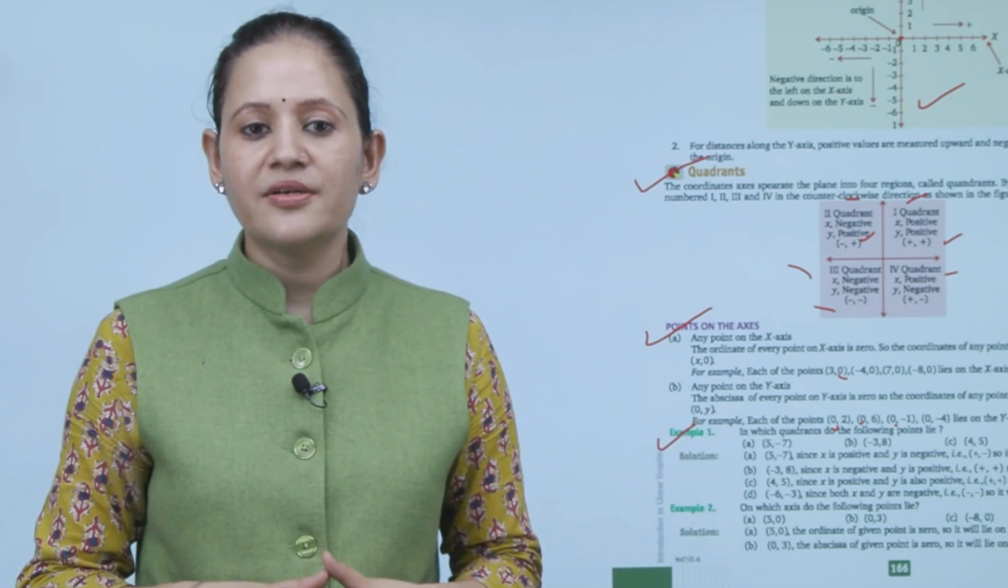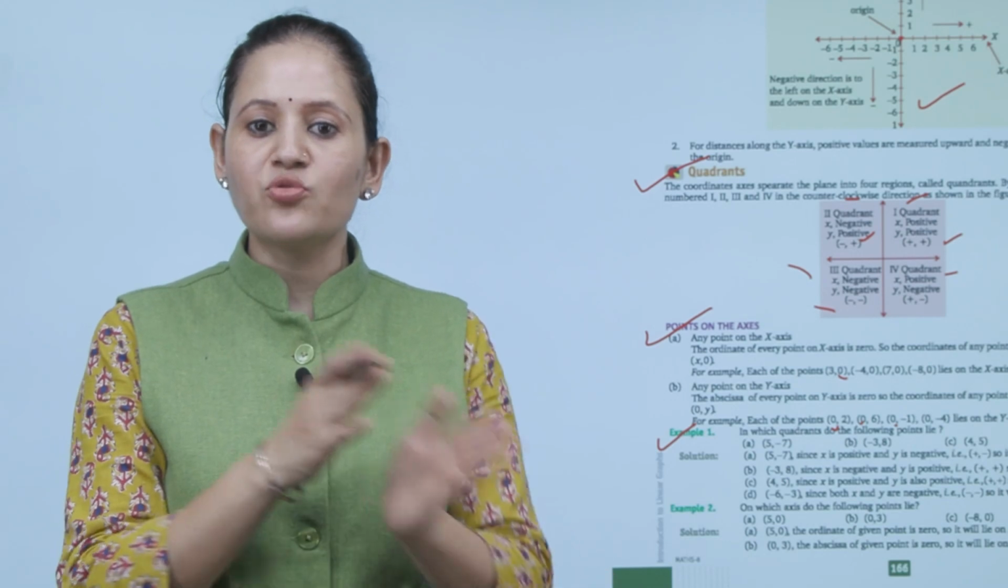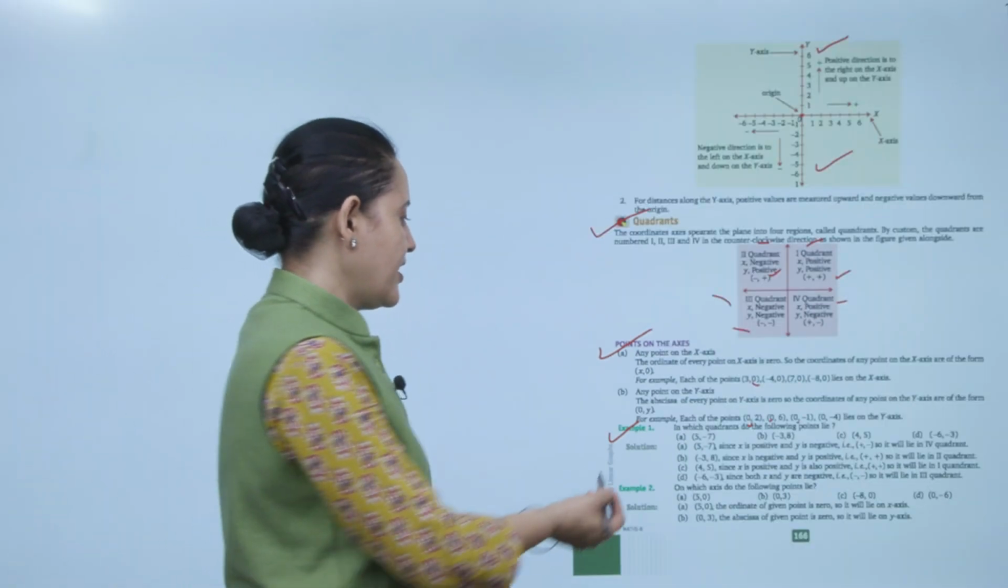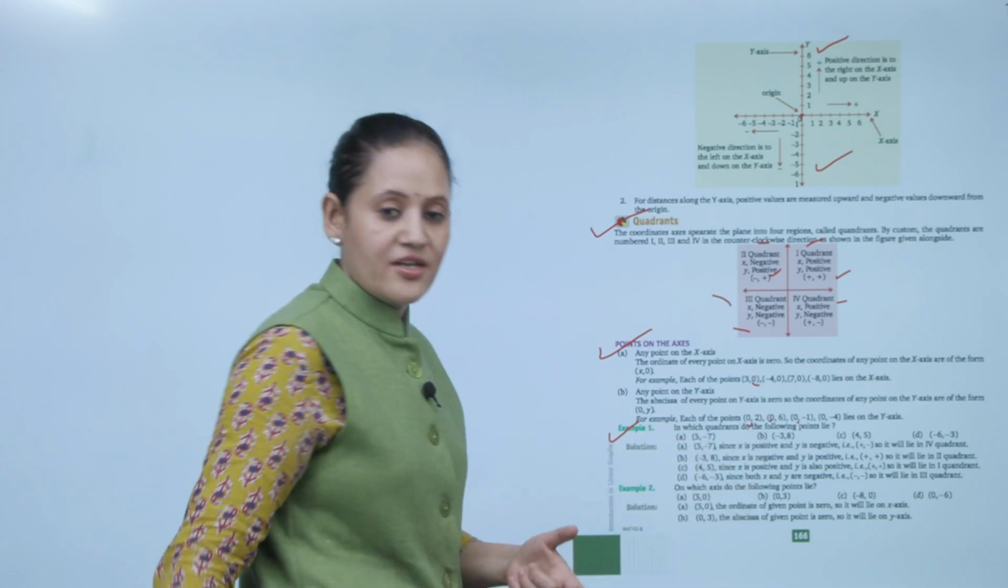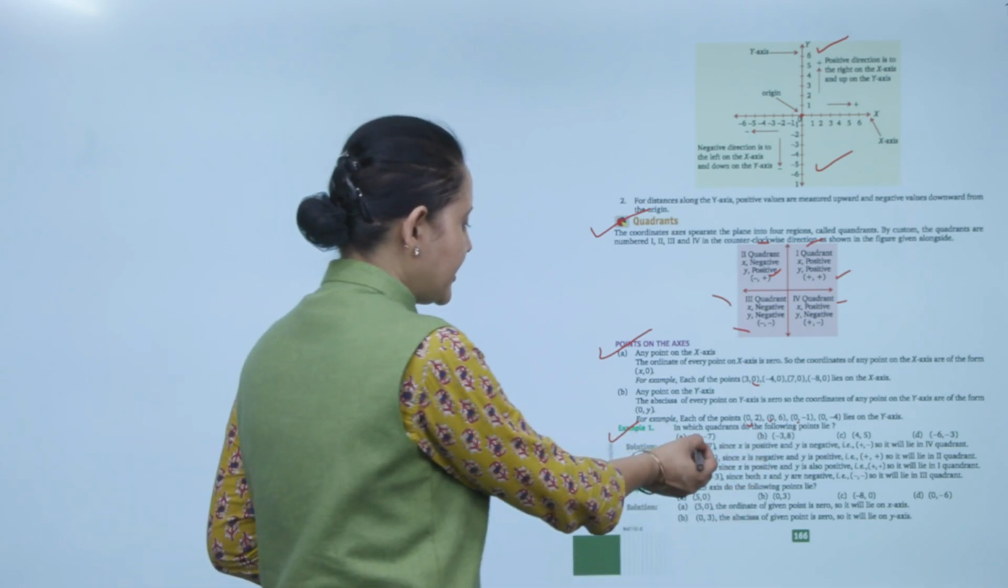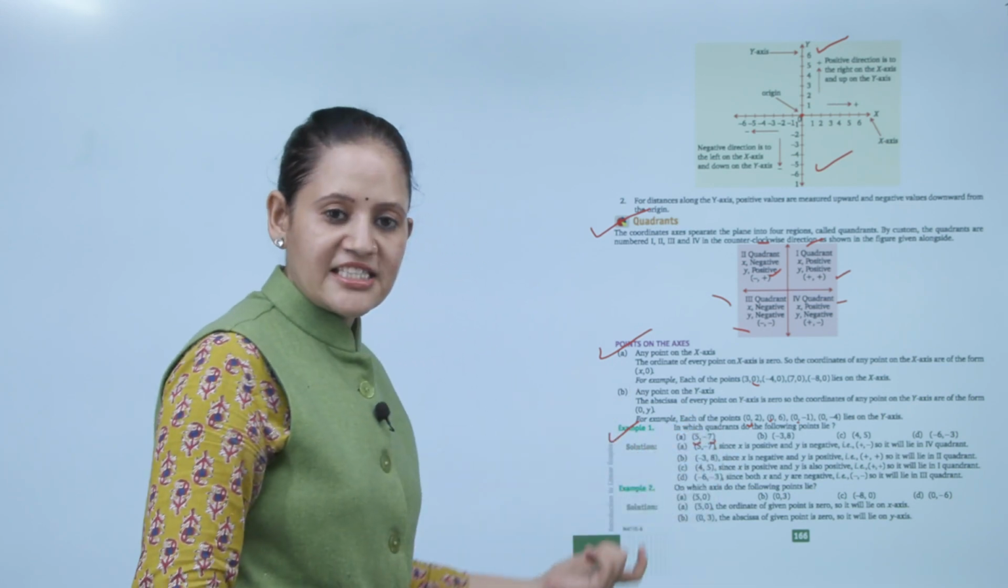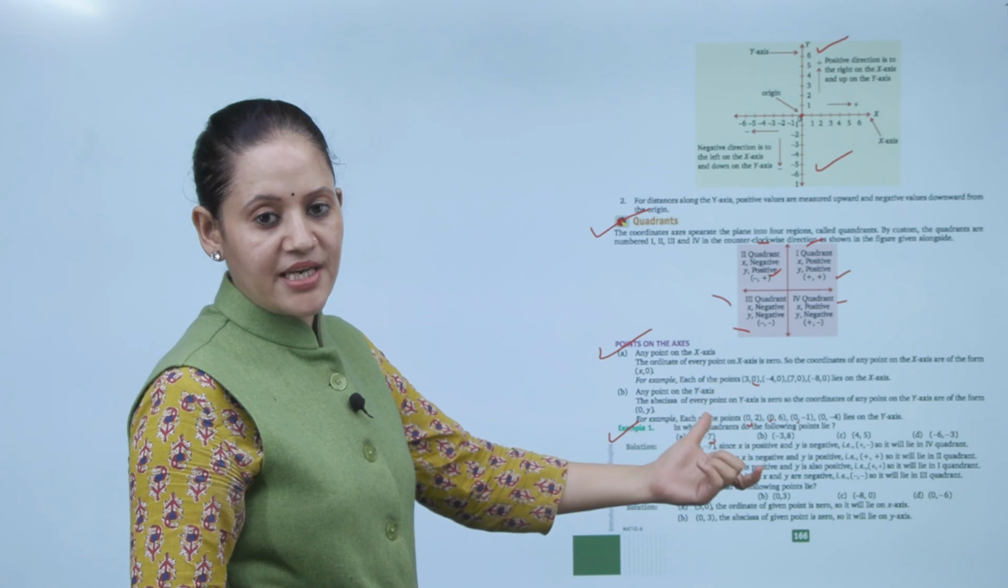In which quadrant? हमें guess करना है कि किस quadrant पे do the following point lies. 5 and minus 7. So, here the numbers are 5 and minus 7. First represent the number on x-axis and second represent the number on y-axis. So, x-axis पे positive है and y-axis पे negative.